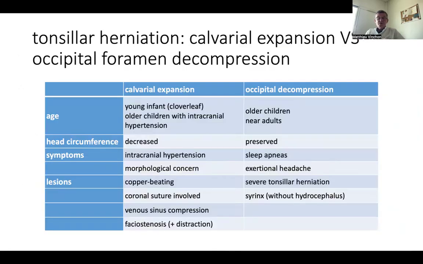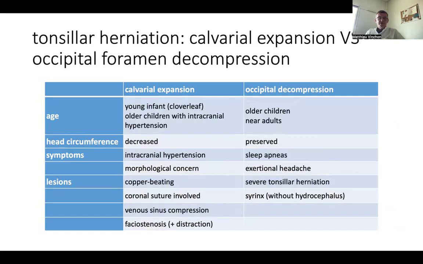So there is a question regarding lambdoid synostosis, which is what to do in case of tonsillar herniation. Is it enough to do calvarial expansion, or could we do just occipital decompression? The pros and cons of these two surgeries must be balanced. Calvarial expansion addresses mostly young children, especially cloverleaf, as I showed, but occipital decompression may be enough in older children, near adults, for which the cerebral growth is almost done, especially if the head circumference is preserved.